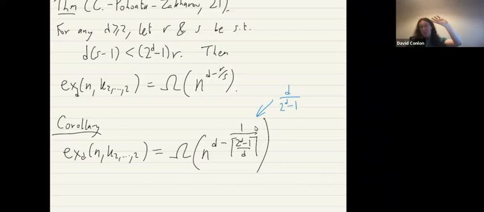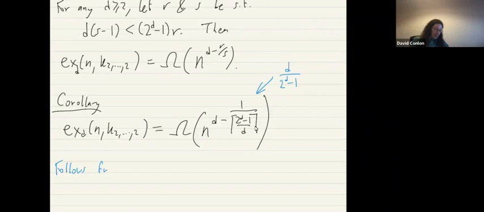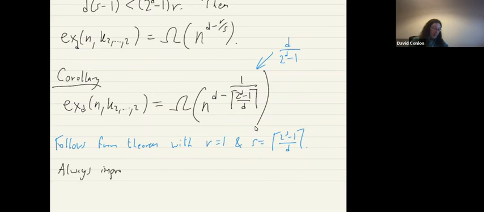So actually what you end up with is always an improvement. Turns out that this is always an improvement of this. Basically, we've rounded its reciprocal up. So this follows from the theorem with r equals 1 and s equals 2 to the d minus 1 over d. I won't go through how this actually goes through, but essentially that's what happens. And the key thing about this is that it always improves on the probabilistic deletion argument.